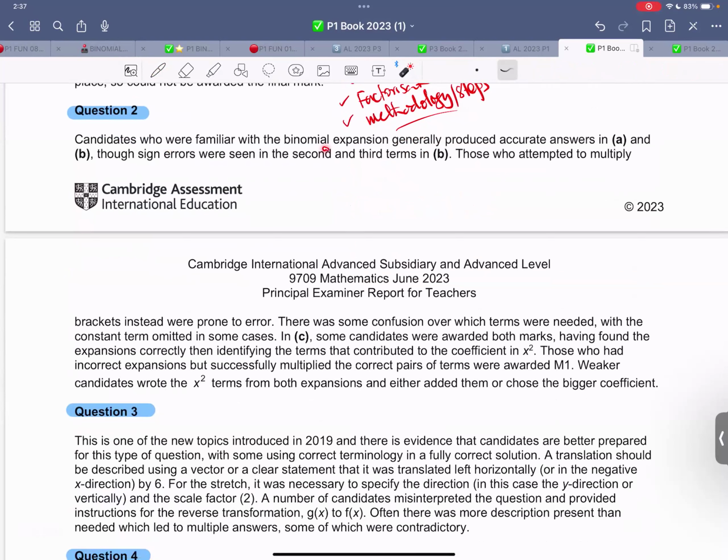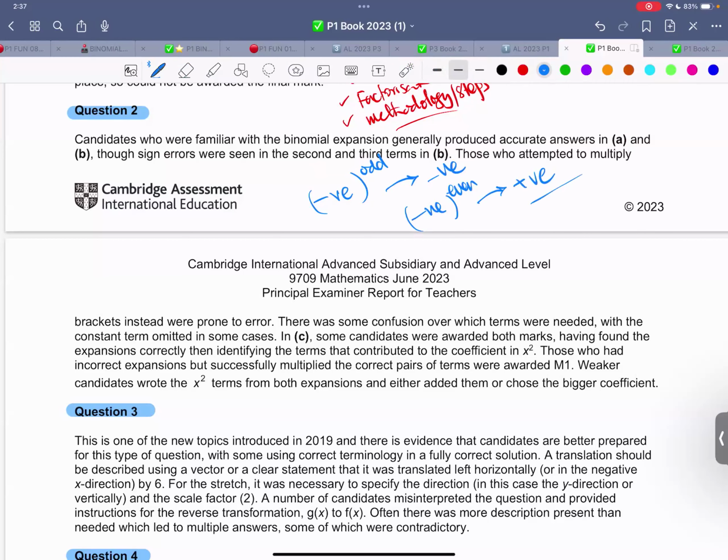Candidates who were familiar with the binomial generally produce accurate methods in A and B, though sign errors were seen in the second and third term in B. That means these people were not sure that a negative number raised to an odd power is giving us odd, negative raised to an even power is giving us even. So make sure it's giving us positive. So let me write over here, this is positive. So odd is giving us negative, even is giving us positive. That is what you need to focus on.